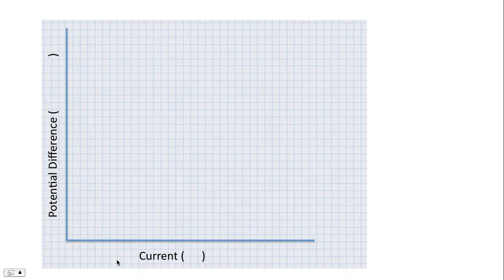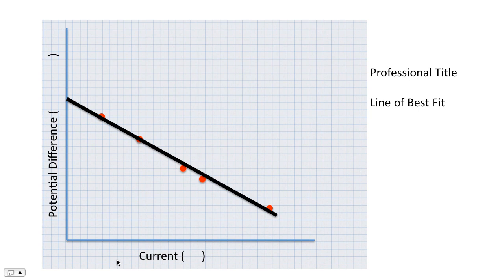In addition to the table, I'd like you to complete this graph. I'd like a professional title. In other words, I want a detailed title. Now your graph is going to look something like this. I'd like a line of best fit drawn. I want you to calculate the slope with the units and the correct number of significant digits. And I also want you to calculate the y-intercept.